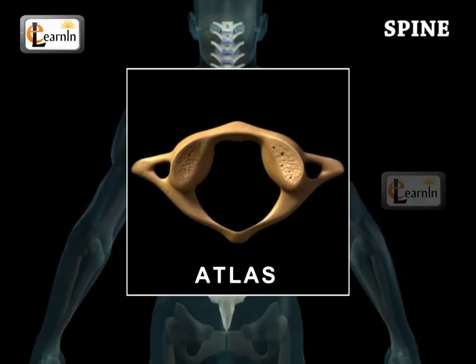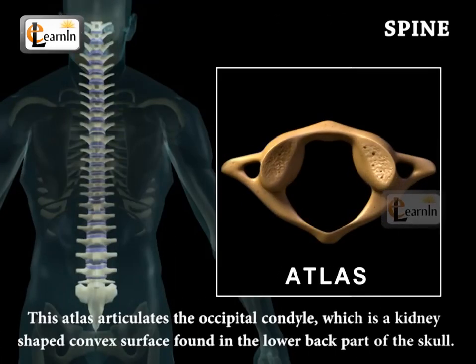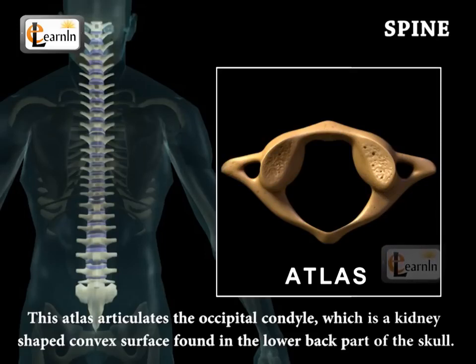The first vertebra is called the atlas, and this atlas articulates with the occipital condyle, which is a kidney-shaped convex surface found in the lower back part of the skull.